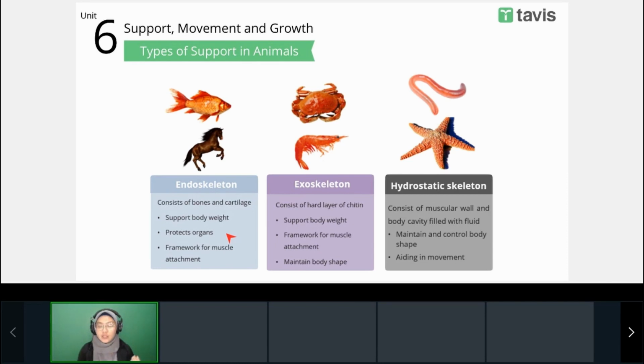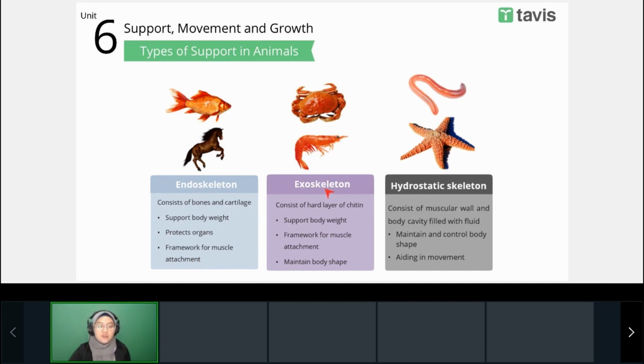Like for a human, we have a rib cage. What is the function of a rib cage? To protect our heart and our lungs. And the skeleton and the cartilage also serve as a framework for muscle attachment.